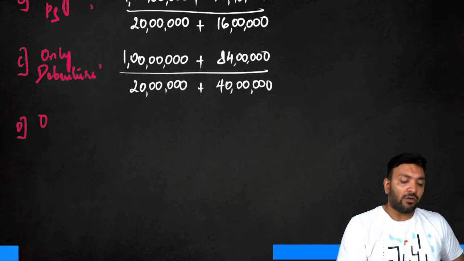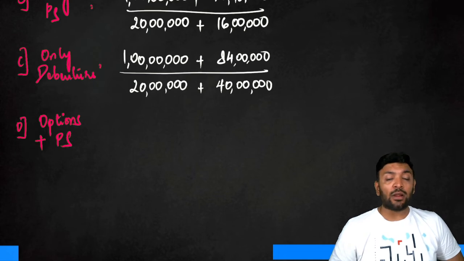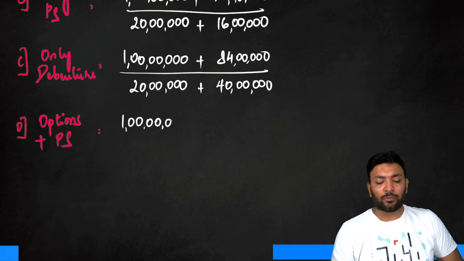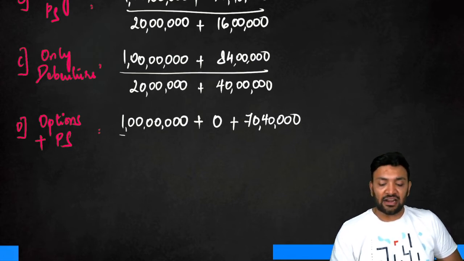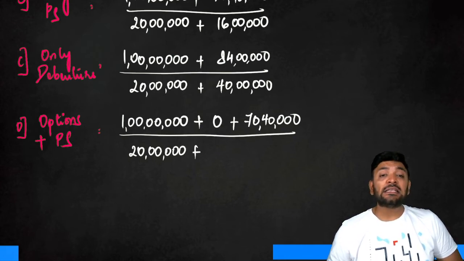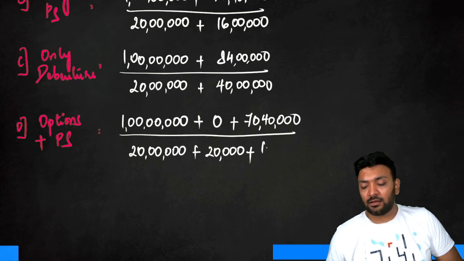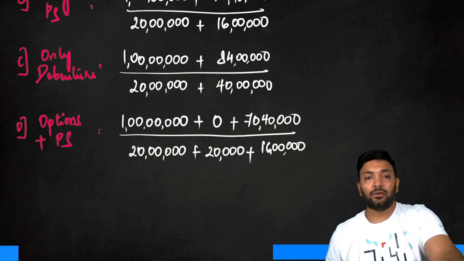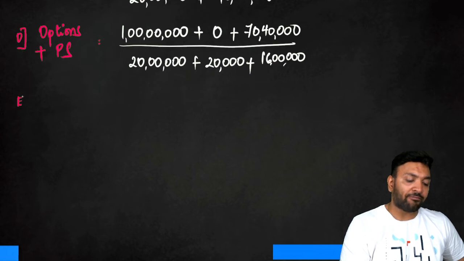Fourth case, where both options along with preference shares are getting converted into equity shares. So calculate first PAT 1 crore. Increase in PAT due to options 0. Increase in PAT due to preference share 70,40,000. Divided by 20 lakhs already existing WANS plus increase in WANS for options is 20,000. Increase in WANS for preference share, 16 lakhs. Is it 20,000? Yes, 20,000 is correct.